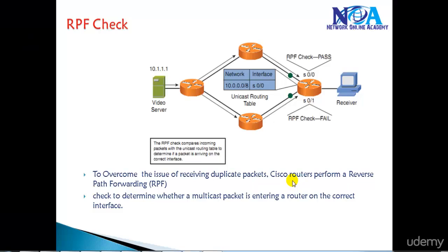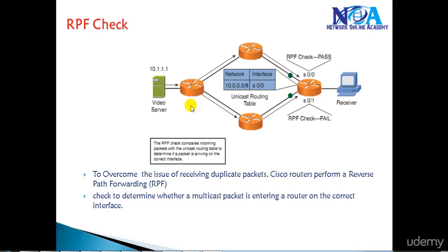Now in this section, we'll try to understand the loop prevention mechanism in multicasting. We call it the reverse path forwarding check. The reverse path forwarding check is used to eliminate the loops which may occur when your router floods the multicast traffic.